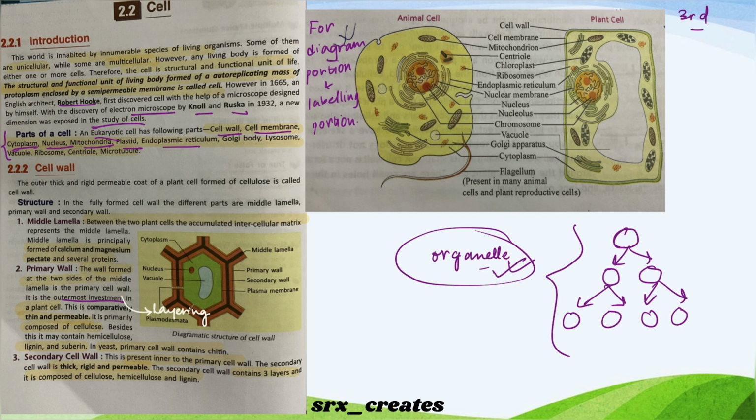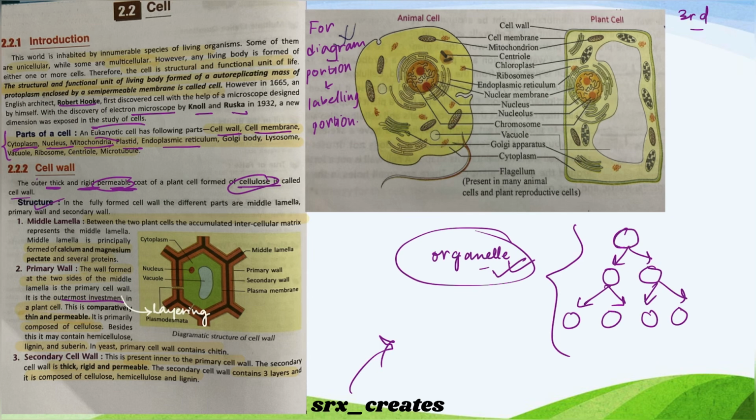Now cell wall. This cell wall is a thick and rigid permeable coat. Permeable means something can pass through it. Now outer means which is outside, and in the plant cell, the outer coat formed of cellulose is called the cell wall. Means the ingredient is cellulose here. Okay.